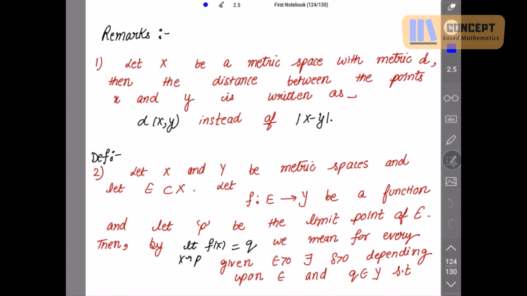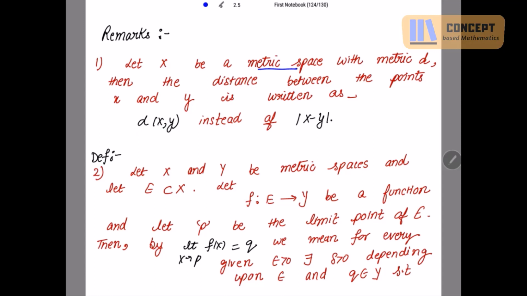So there are some definitions. Let's revise that. Let X be a metric space with metric d, then the distance between the points x and y is written as d(x,y) instead of |x − y|. So d(x,y) refers to the distance between x and y in the metric space X.